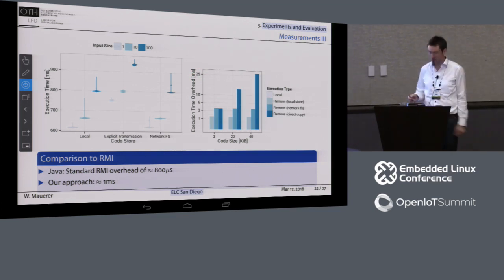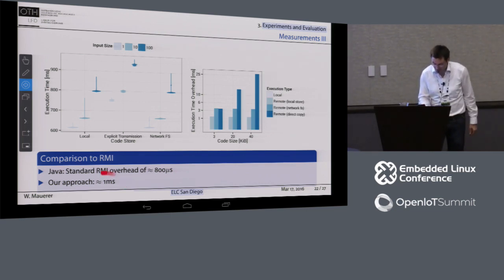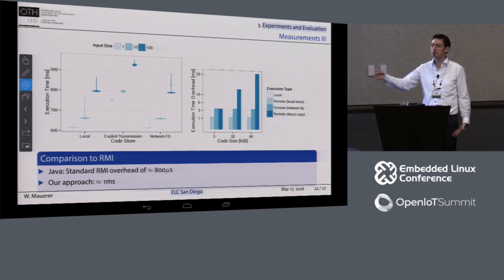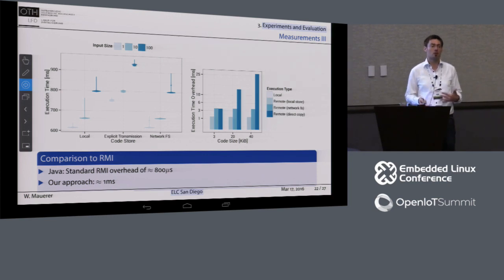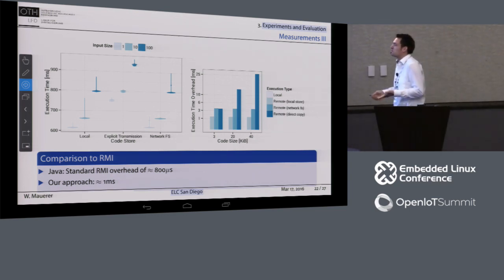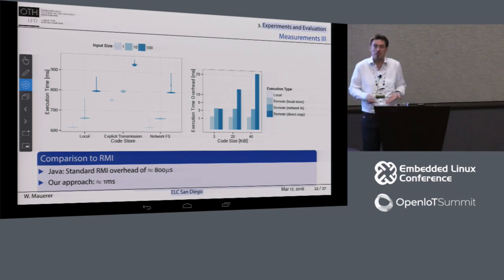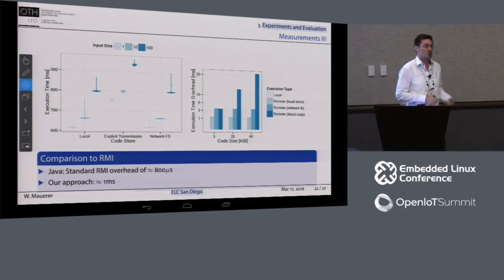These are quite encouraging numbers, because if you consider standard technologies like Java remote method invocation, they have typical overheads of 800 microseconds, but that's for a single procedure call, whereas we have overheads of 1 millisecond if we pre-distribute the code. That is a fair comparison against RMI, because in that case you also need to have distributed your code beforehand. But we have, of course, much more options in our scenario than with a fixed remote method invocation procedure.